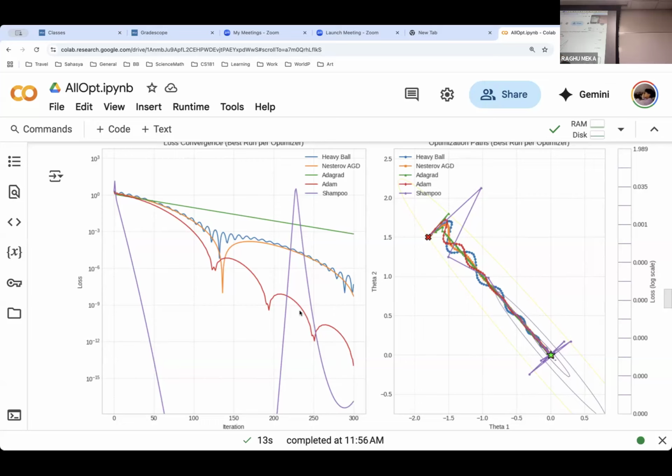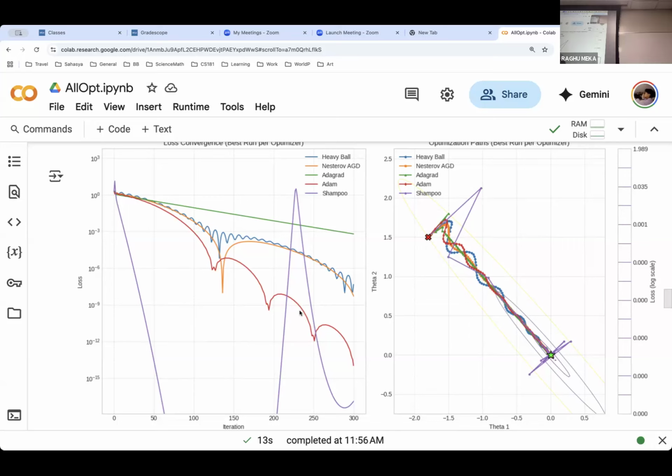And here you can see AdaGrad is here. Adam is still doing somewhat better. Heavy Ball is doing better than AdaGrad. Nesterov beats Adam, but then, as I said, you have to be very careful. It kind of shoots up again and then comes back, right? Whereas Shampoo is just straight down, okay? And of course, it blows up here because you have to carefully tune the estimators and so on.